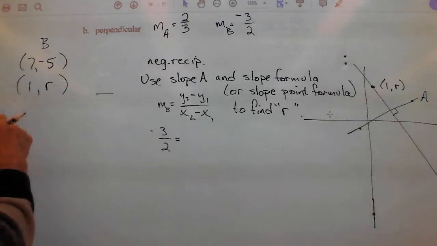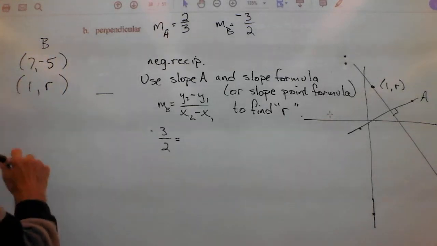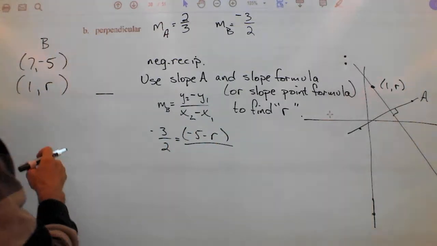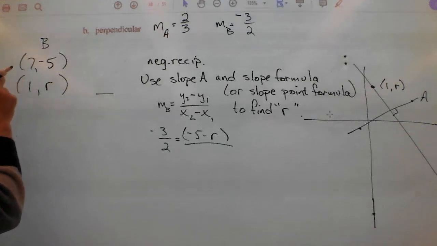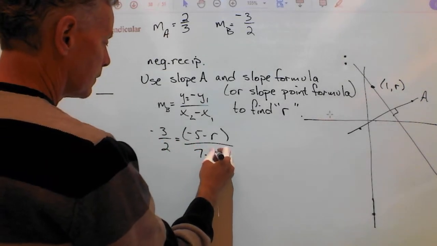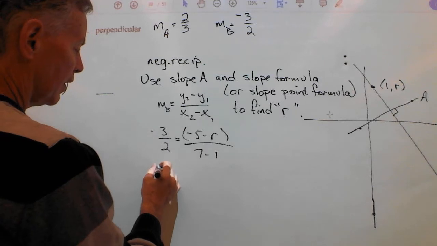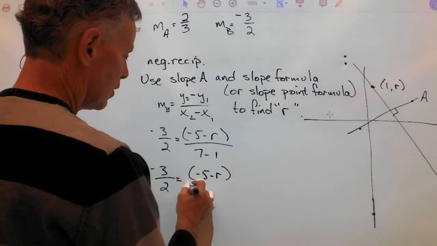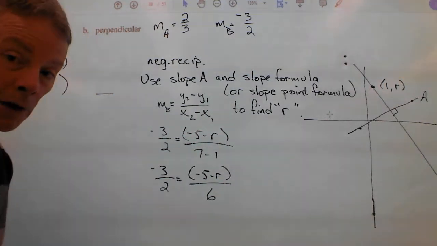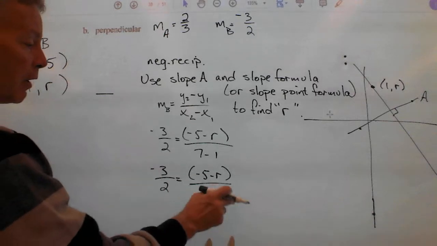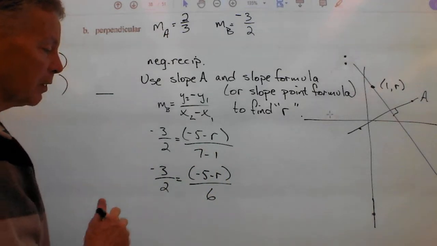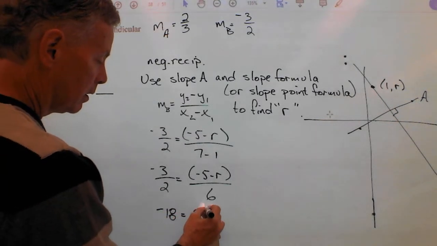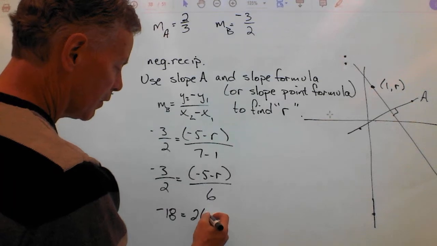Our y2 is negative 5 minus y1. Our x2 is 7 minus 1. And remember, that simplifies to 6, so we get negative 3 over 2 equals negative 5 minus r over 6. What did we do next? Of course you remember, we cross-multiplied because this is a proportion. So negative 3 times 6 is negative 18. 2 times negative 5 minus r.